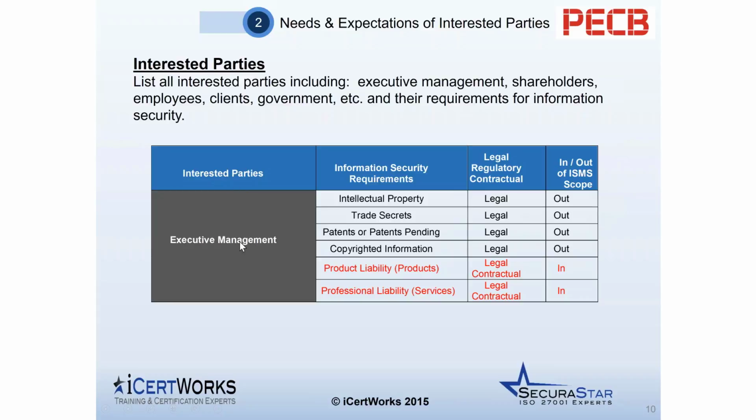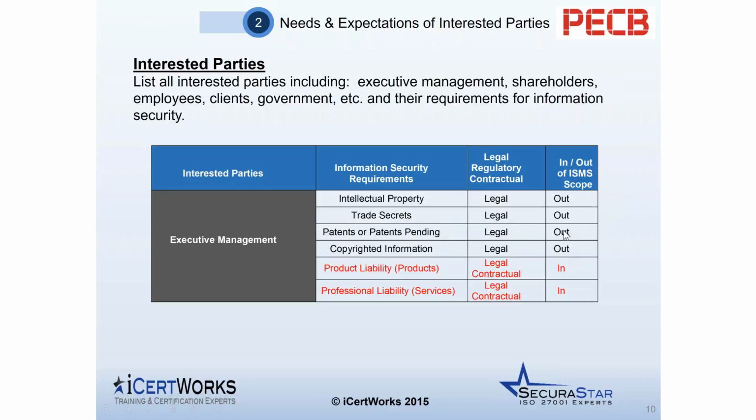I'm just showing you one category here, and we start with executive management, right? Okay, so we're just going to go through the information security requirements that executive management might have. One of them is going to be the intellectual property of the company. That may be legal, regulatory, or contractual. This is a legal requirement to protect this intellectual property, just like I mentioned in that second slide, right? This is our intellectual property, and whether this is going to be in or out, okay? Trade secrets, legal, in or out. Patents or patents pending, legal, in or out.